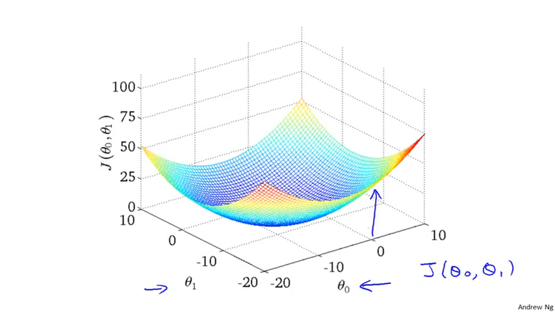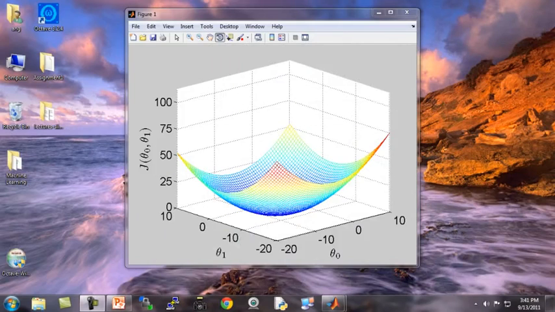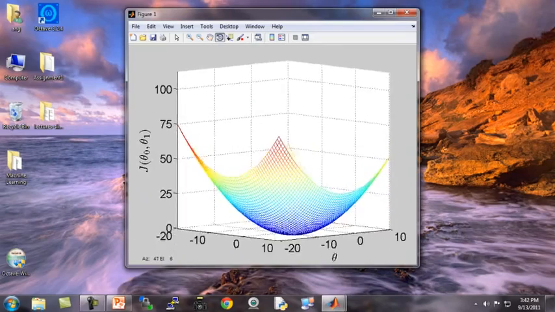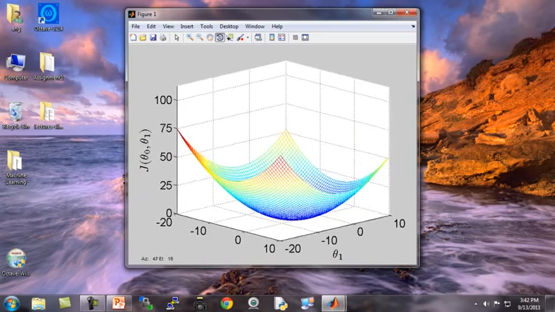And the height of this surface above a particular point of theta 0, theta 1, that's the vertical axis, indicates the value of J of theta 0, theta 1. And you can see it has this bow-like shape. Let me show you the same plot in 3D. So here's the same figure in 3D with axes theta 0, theta 1, and vertical axis J of theta 0, theta 1. If I rotate this plot around, you get a sense, I hope, of this bow-shaped surface. That's what the cost function J looks like.